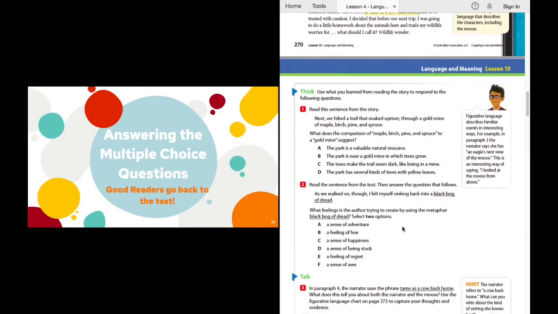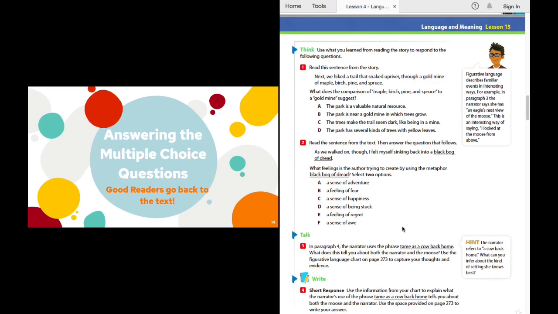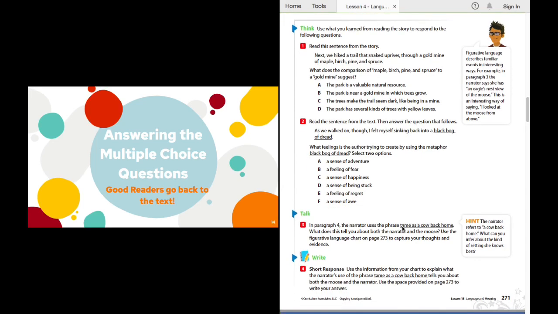So, number 1, read the sentence from the story. "Next, we hiked a trail that snaked upriver through a gold mine of maple, birch, pine, and spruce." What does a comparison of maple, birch, pine, and spruce to a gold mine suggest? Okay, so I'm going to cover up my answers right now. Obviously, we can't do that, but I'm going to cross this out so I'm not looking at my answers, just like we would with the plan of attack. So I'm going to analyze this question.